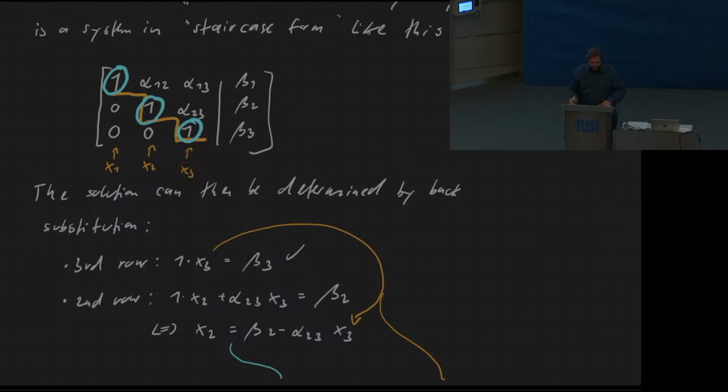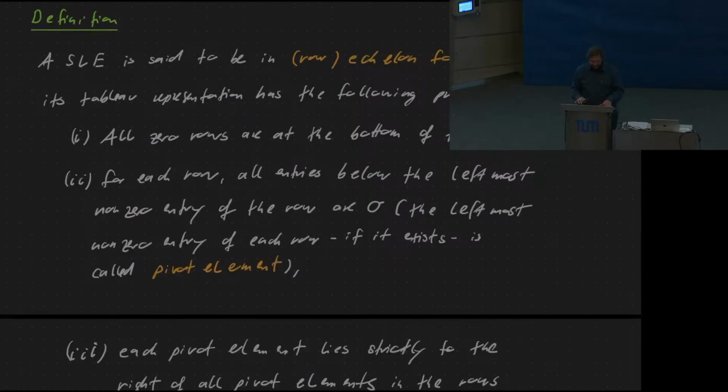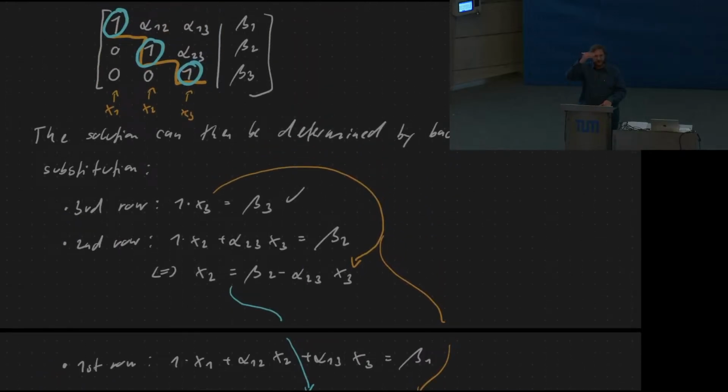Once we have a value for x3, we can substitute that into the second equation, right? And then solve this for x2. And once we have values for x3 and x2, we substitute those. Okay, so that's the basic idea. We want to get our tableau into that form without changing the set of feasible solutions, of course, and then determine the solution set by doing this backwards. If we have 0 lines, then 0 lines are always at the bottom.